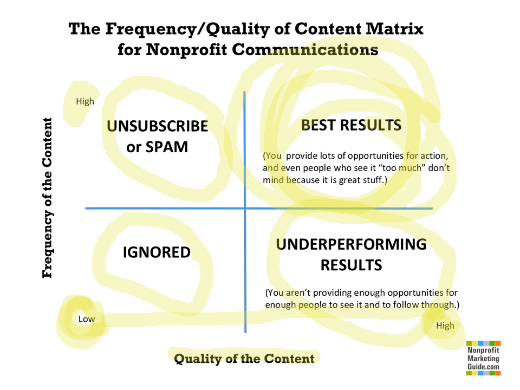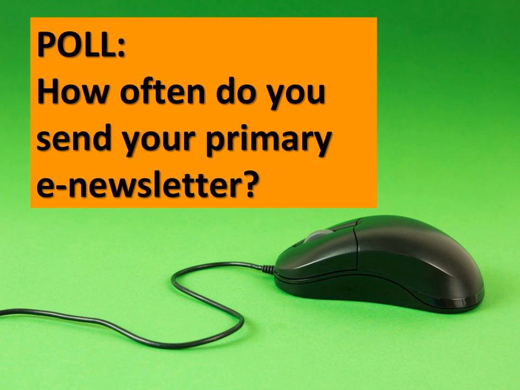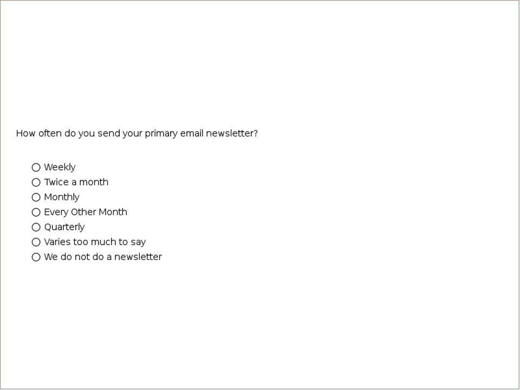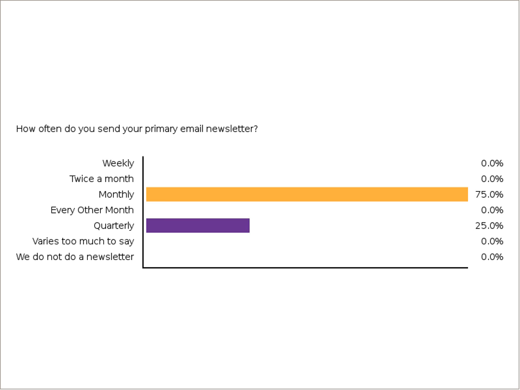Odds are you probably need to be emailing a little more than you are, but let's go ahead and talk about that. So our next poll is about how often you send your primary newsletter. So an e-newsletter, okay, we're talking email here, and we're talking the main one. For those of you that have more than one email newsletter, how often do you send out your main email newsletter? You've got a bunch of choices on your screen here. Weekly, twice a month, monthly, every other month, quarterly. It varies too much to say, or we don't do a newsletter. Click on the little bullet that best represents how often you send out your primary email newsletter.